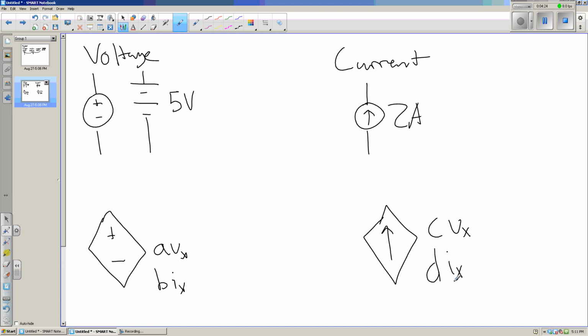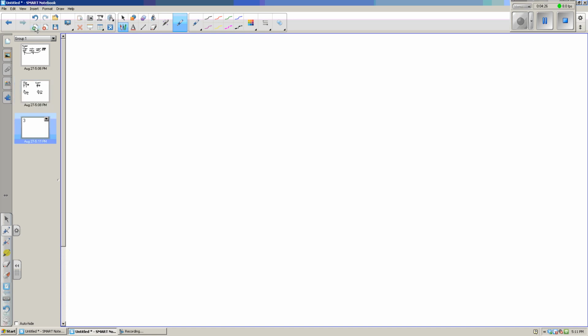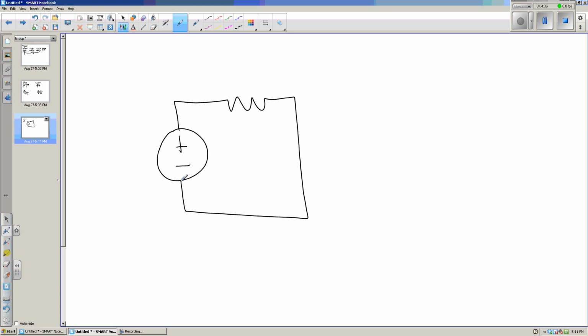All right, let's put a circuit together using what we've got here. So we can start off small. We'll just do an independent voltage source with a resistor. Now, this will give us 12 volts, and we'll have a resistor. We'll just call it R1.